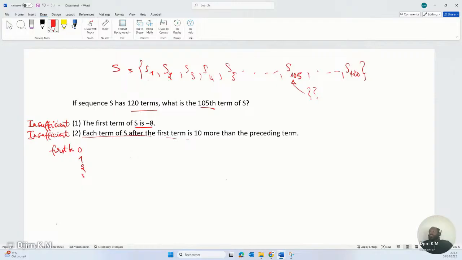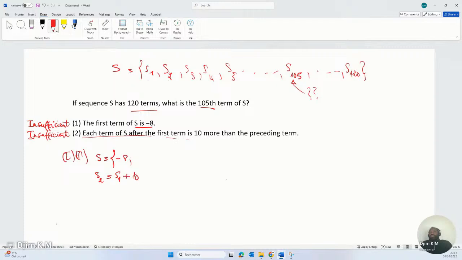Okay, so when we take the two conditions together, then we can say that it's sufficient, because the first condition tells us that the first term is minus 8, and it says that each term after the first term is 10 more than the preceding. So that means that S2 is equal to S1 plus 10.